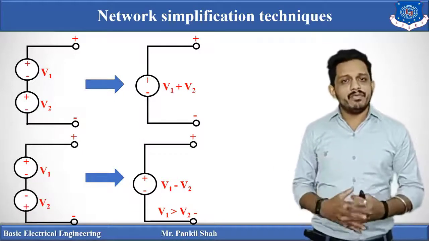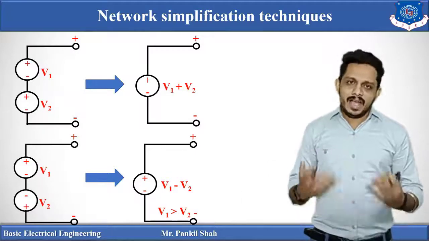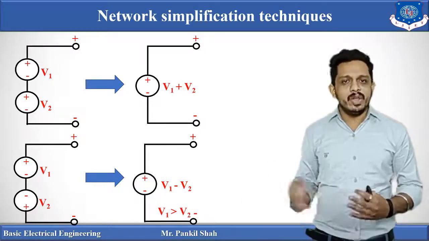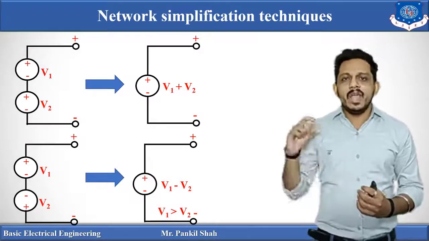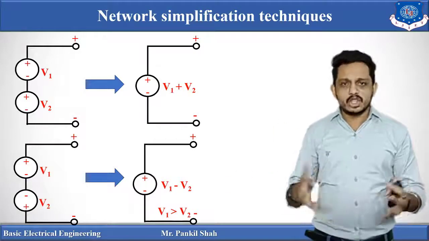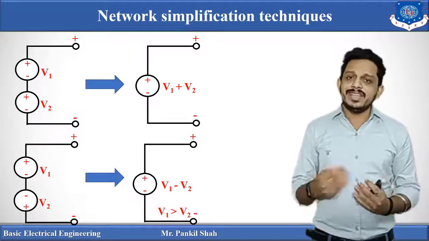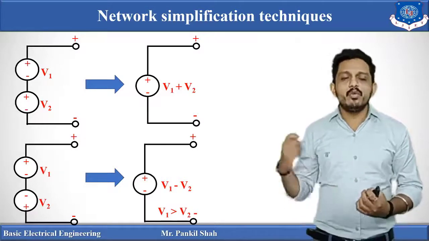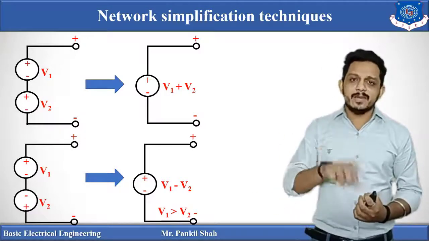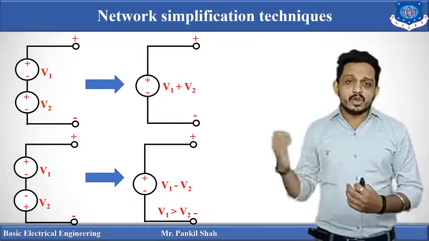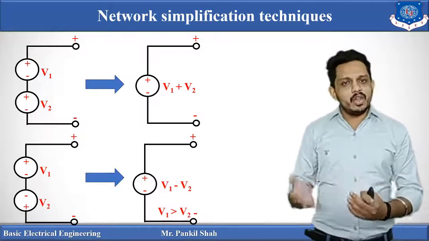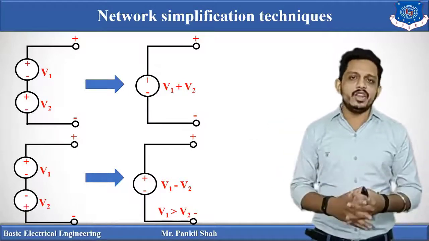So if V1 has the larger value, then you do V1 minus V2, and you have to put the polarity of the V1 source. But if V2 has the larger value, then you have to do V2 minus V1, and you have to put the polarity of V2 in that circle. In this way, you can combine your voltage sources.